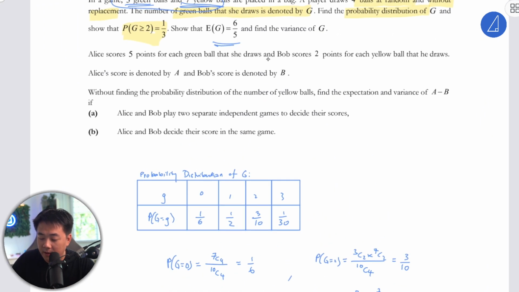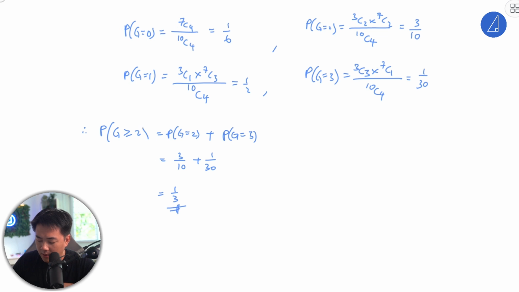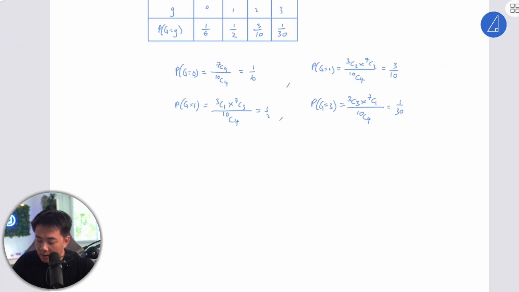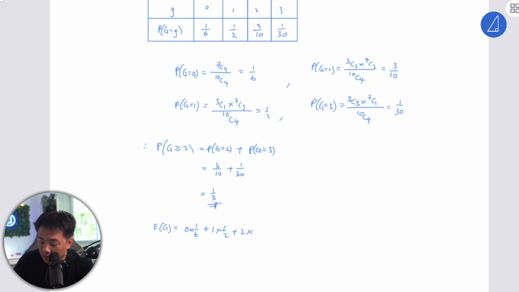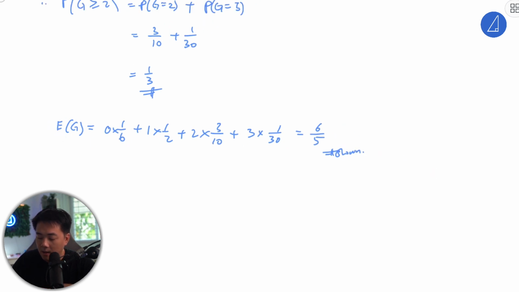We are told to find the expectation of G and the variance. I think this is pretty okay. Expectation of G is a weighted average. For 0 to happen, there's a 1/6 chance. For 1 to happen, there's a half chance. Multiply them. For 2 to happen, 3 over 10, and for 3 to happen, a 1 in 30 chance. So the expectation of G is 6 over 5, as shown.